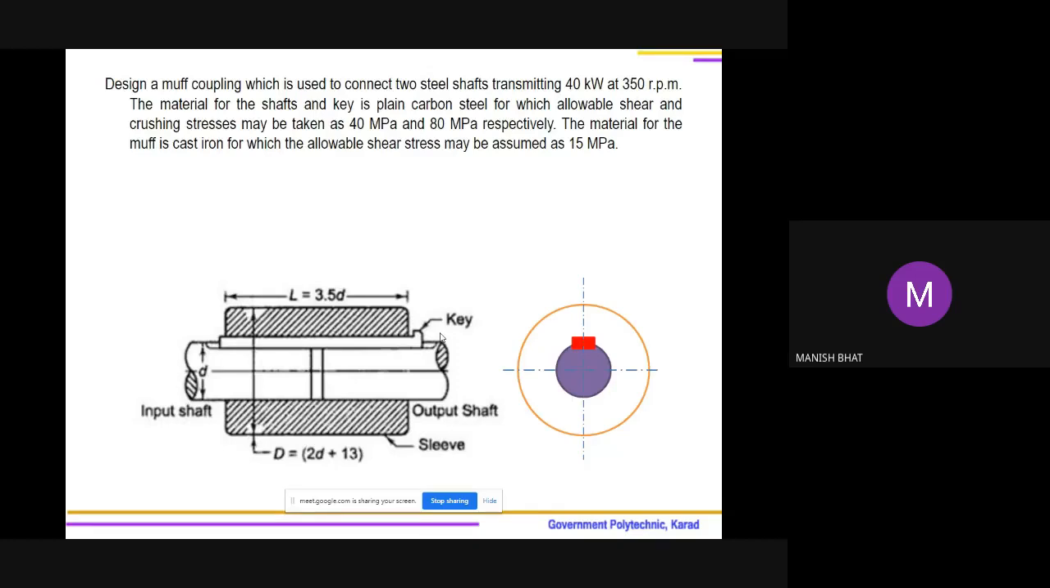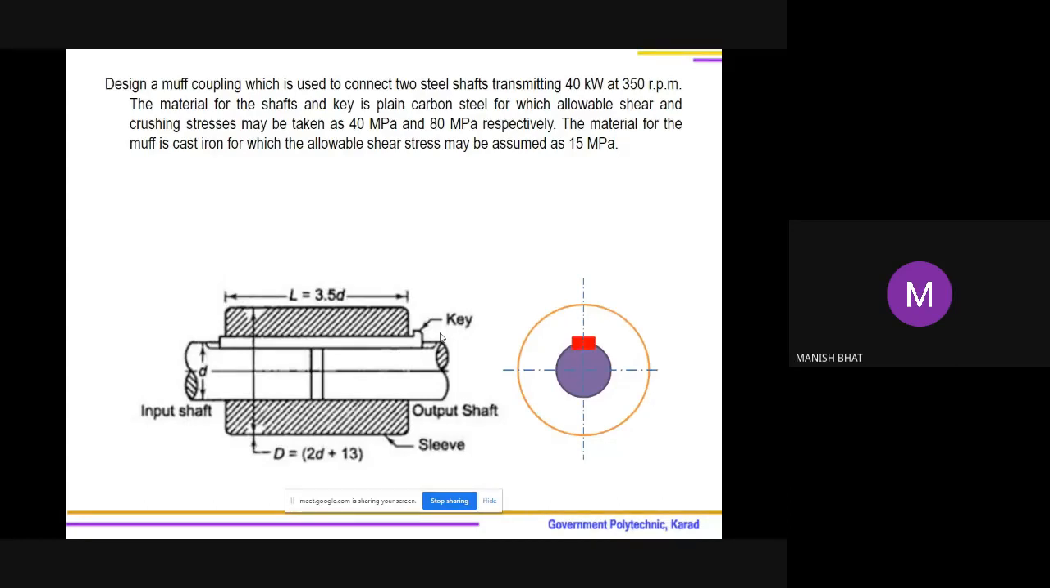The material for the muff is cast iron, and the allowable shear stress is given for the muff, because we know that only torsional shear failure is possible. So it is to be taken as 15 MPa, 15 Newton per mm square. So this is the data given for us. What we will be doing, we will be designing the muff coupling based upon this particular data.